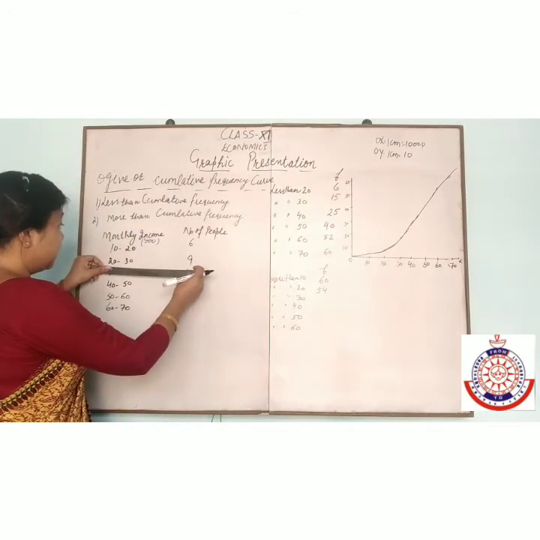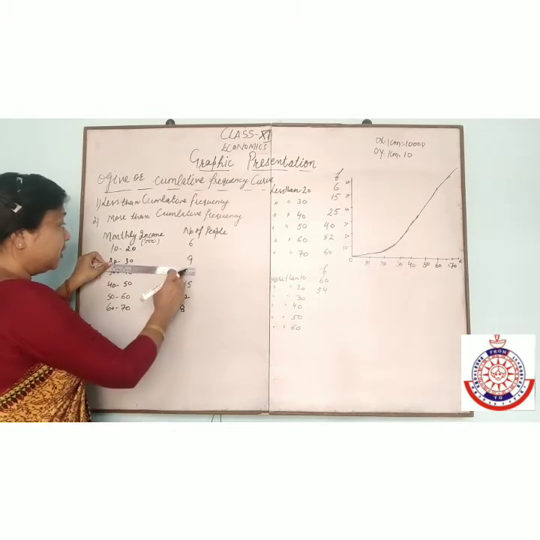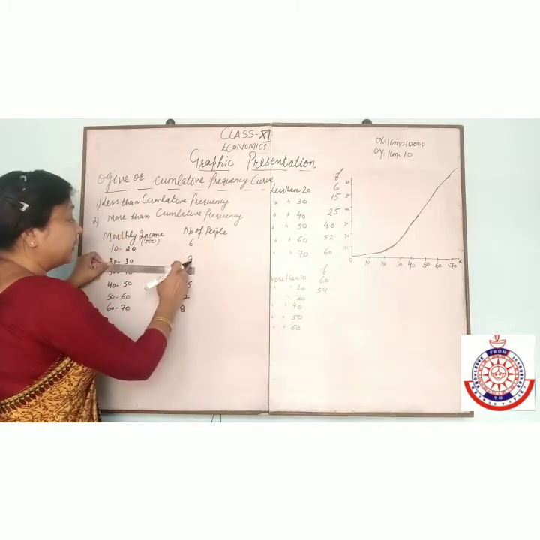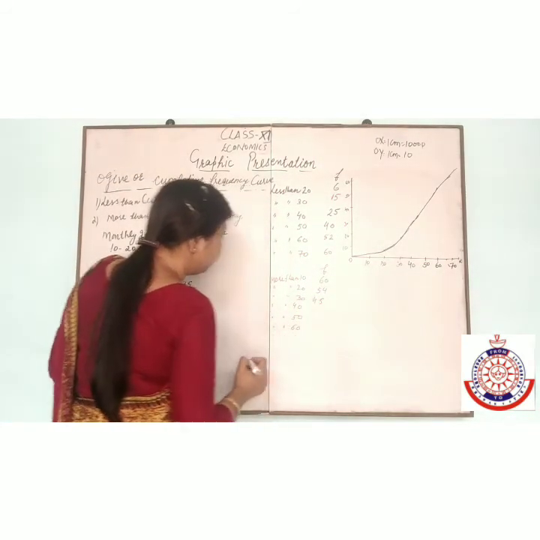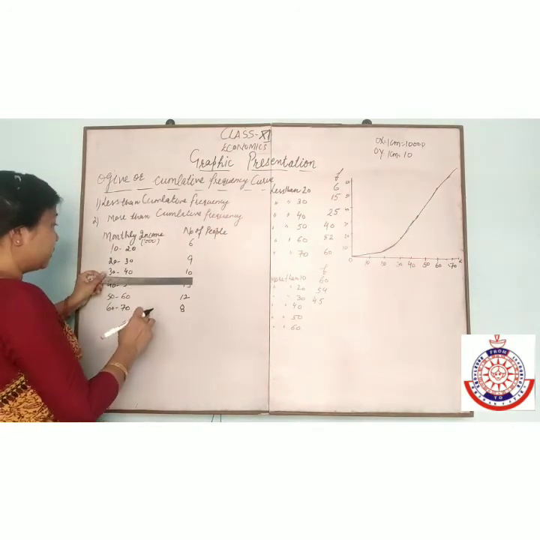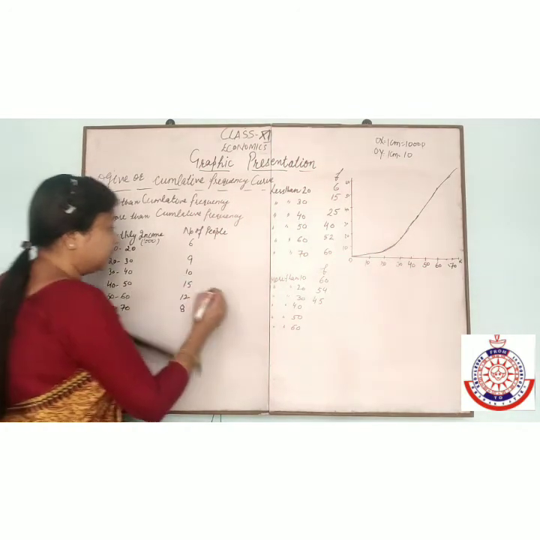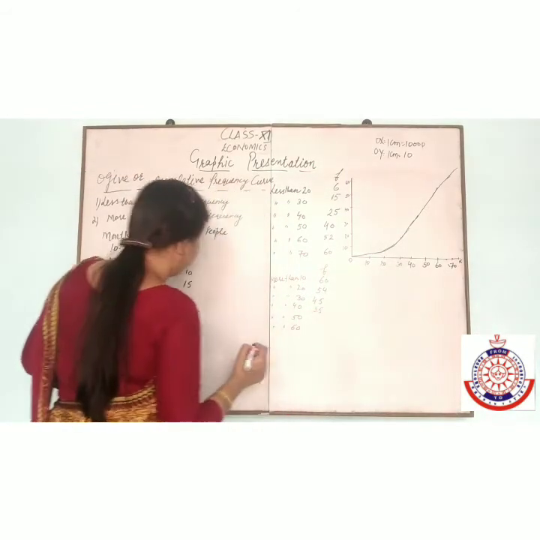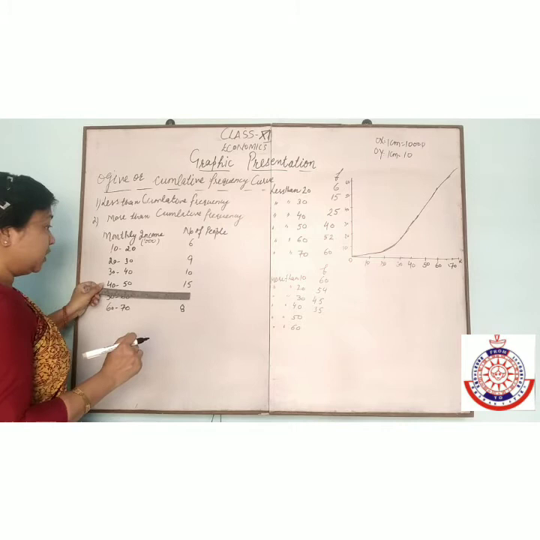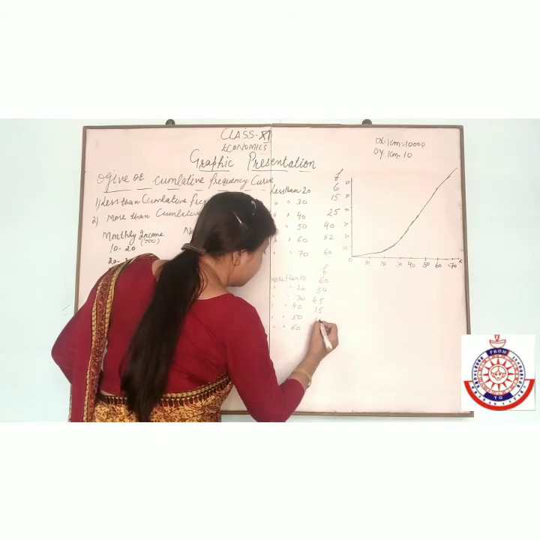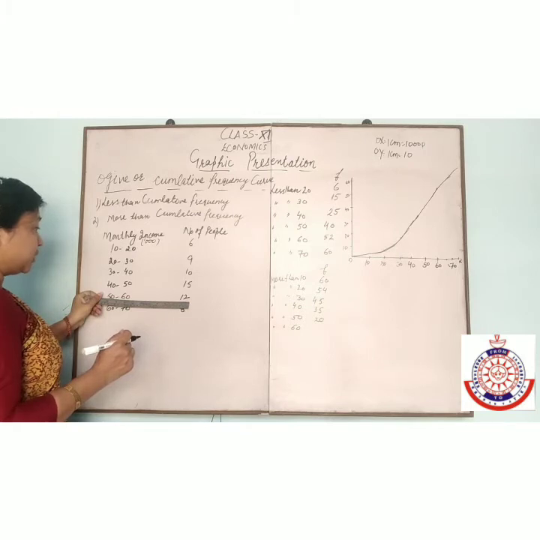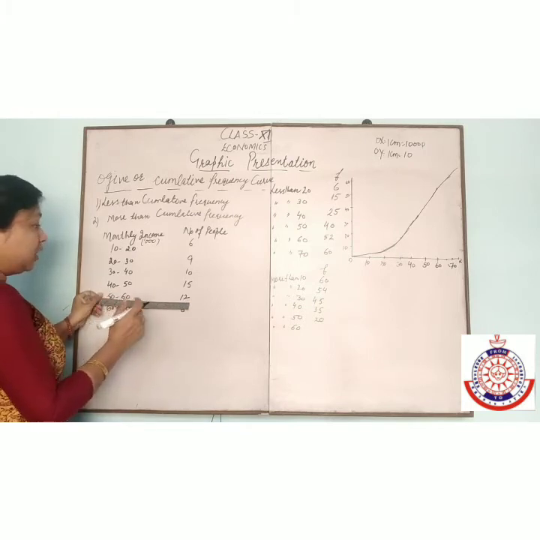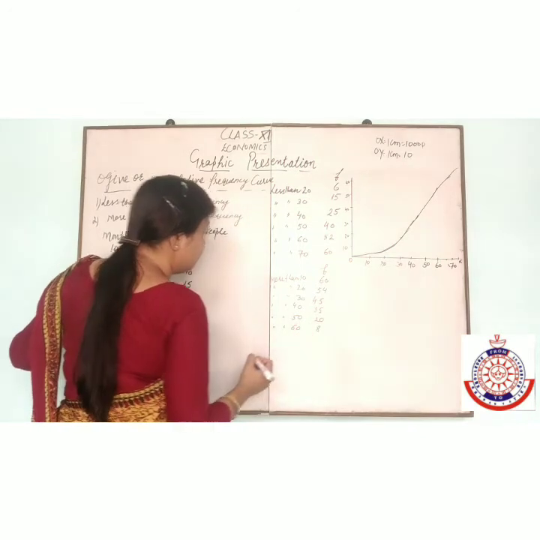Then more than 30, these values are more than 30. We deduct 9 from 54, that is equal to 45. More than 40, these values are more than 40: 45 minus 10 is equal to 35. More than 50, these values are more than 50: 15 you have to deduct from here, that is equal to 20. More than 60, these values are more than 60: 20 minus 12 is equal to 8.